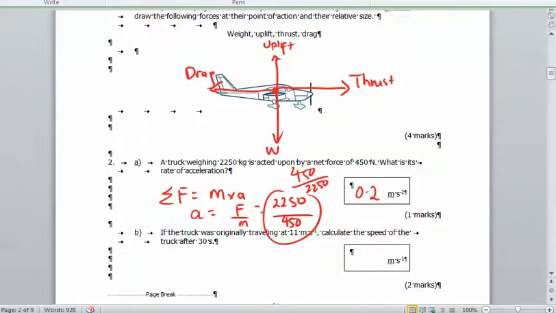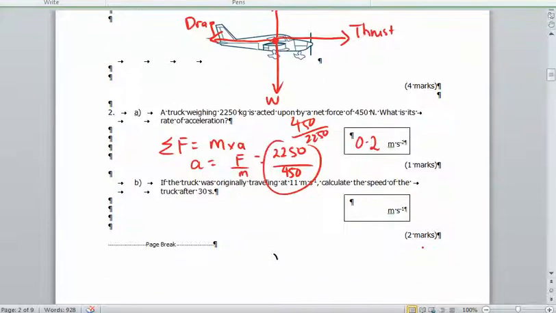Now, if the truck's originally traveling 11 meters per second, calculate the speed of the truck. Now, we've got to write down what we know. U is equal to 11. V is equal to, we don't know. T is equal to 30. And we know what A is, don't we? A is equal to 0.2.